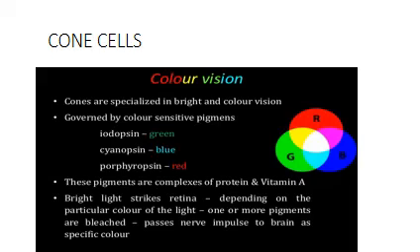They are governed by three color sensitive pigments: iodopsin, which is green, cyanopsin, blue, and porphyropsin, which is red. Now what are these? These pigments are complexes of protein and vitamin A. When bright light strikes the retina, depending on the particular color of the light, one or more of these pigments are bleached, and this then passes the nerve impulse to the brain as a specific color.